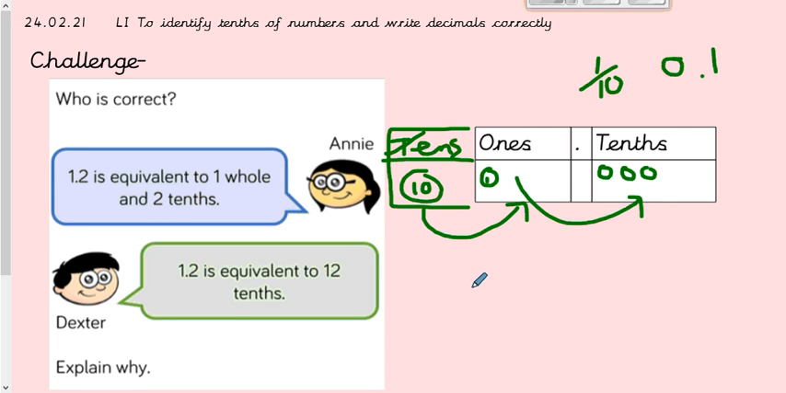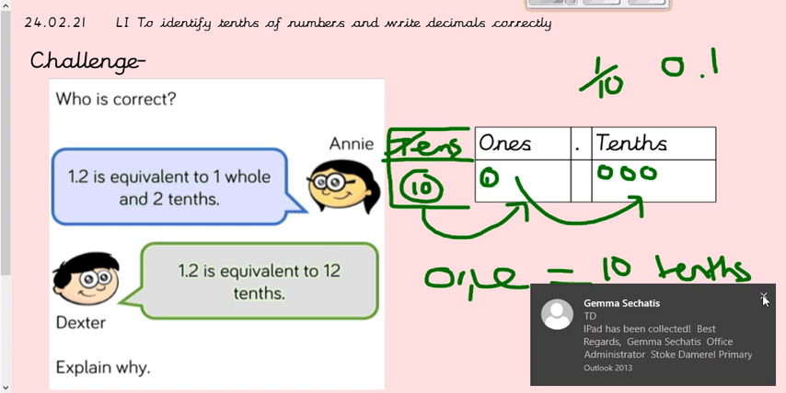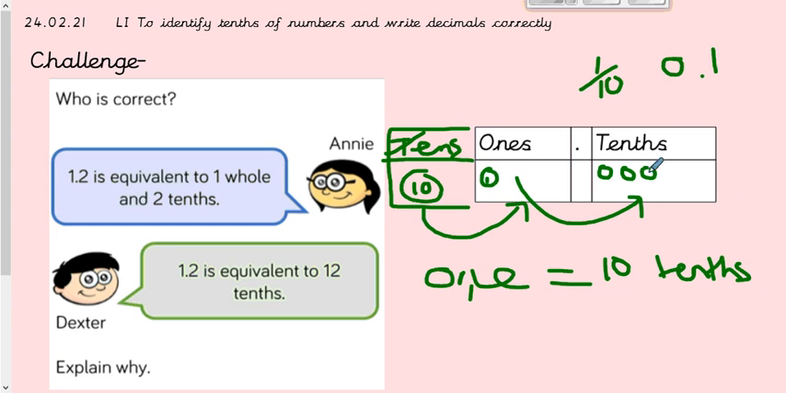So 1 is the same as 10 tenths. And that comes back to our fraction work where 1 whole is the same as 10 tenths. So I've drawn 1 extra, so 1, 2, 3, 4, 5, 6, 7, 8, 9, 10. All I've done is exchanged 1 for 10 tenths. So I'm crossing that out because that doesn't exist anymore, because I've moved it over here. Now we would count how many tenths we have, and we would have 12.